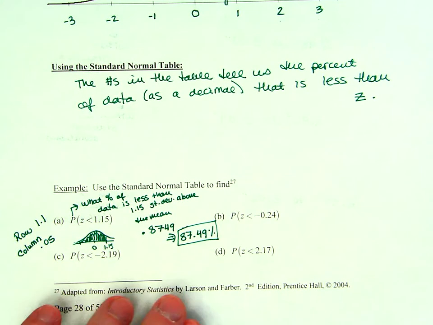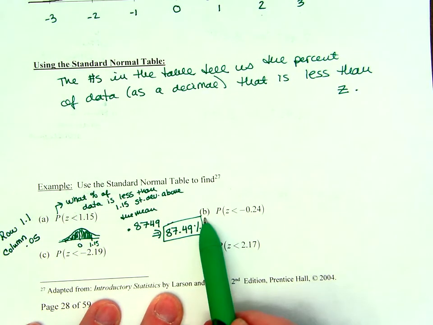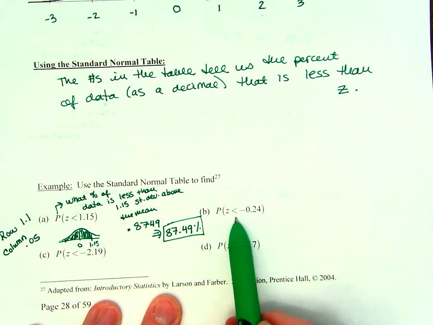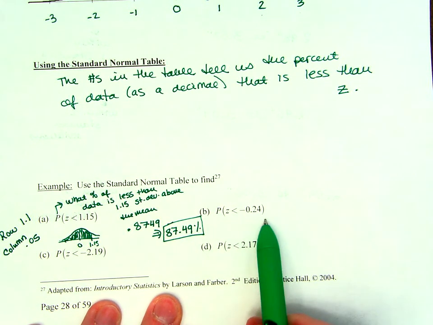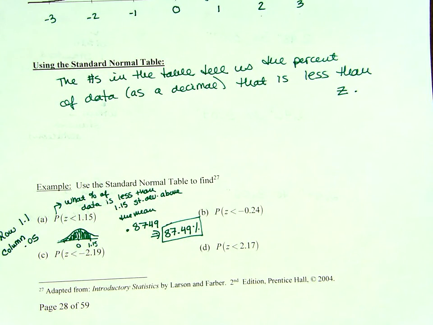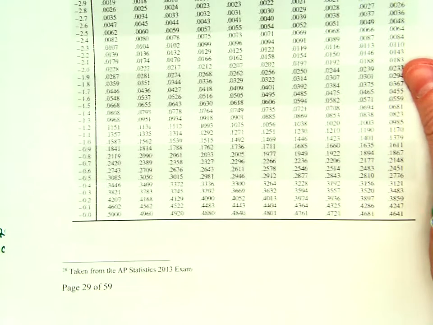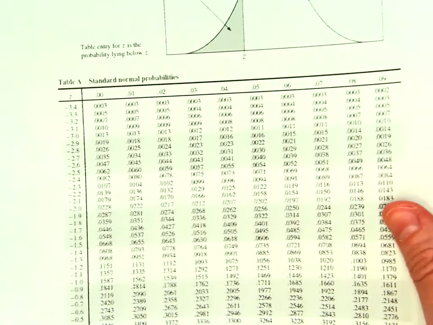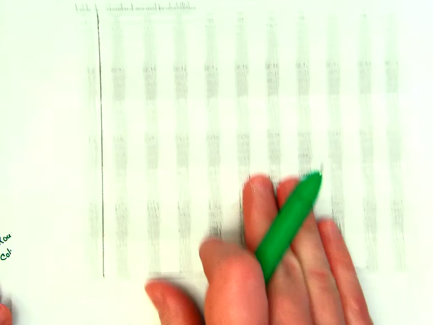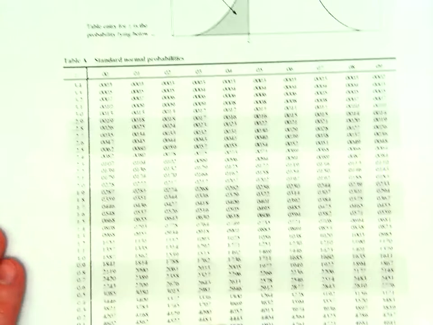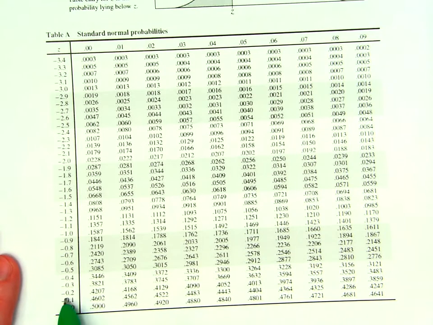Let me show you how to do a couple more. I want to figure out the percent of data whose z-value is less than negative 0.24. Well, this time we're going to go to the negative side of the table, page 29. I'm going to look for the row that is negative 0.2. Oh, you know what? I've got to be able to show you the whole table. I want to find the row that's negative 0.2, and I want to go over to the column for 0.04. I'm going to pick out this number right over here, 0.4052.